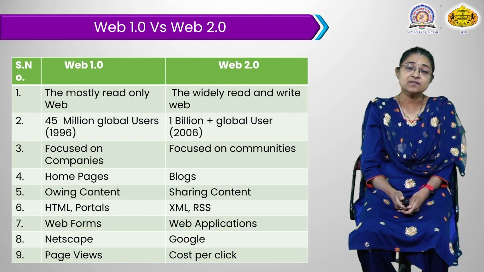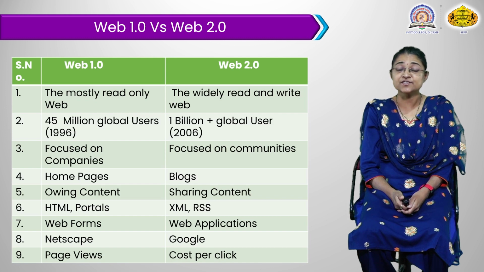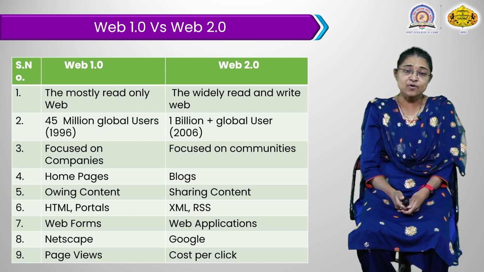Web 1.0 was limited to owning the content by the companies, whereas Web 2.0 has started sharing the content. The basic protocols were HTML and portals, whereas Web 2.0 uses XML and RSS. Web forms were used by Web 1.0, whereas web applications have been developed in Web 2.0. Netscape was there during Web 1.0 technology. Now Google is used during Web 2.0 technology. Page views were there. Now in Web 2.0, cost per click is available.